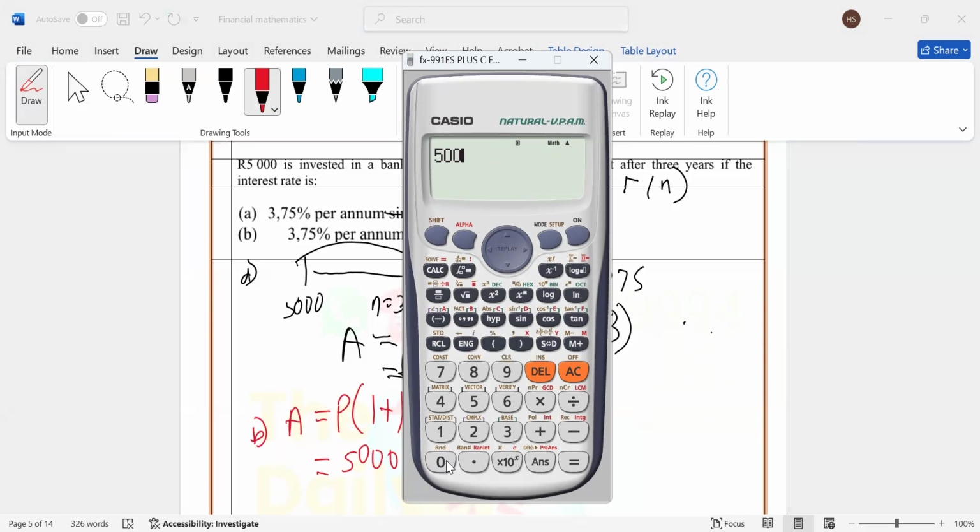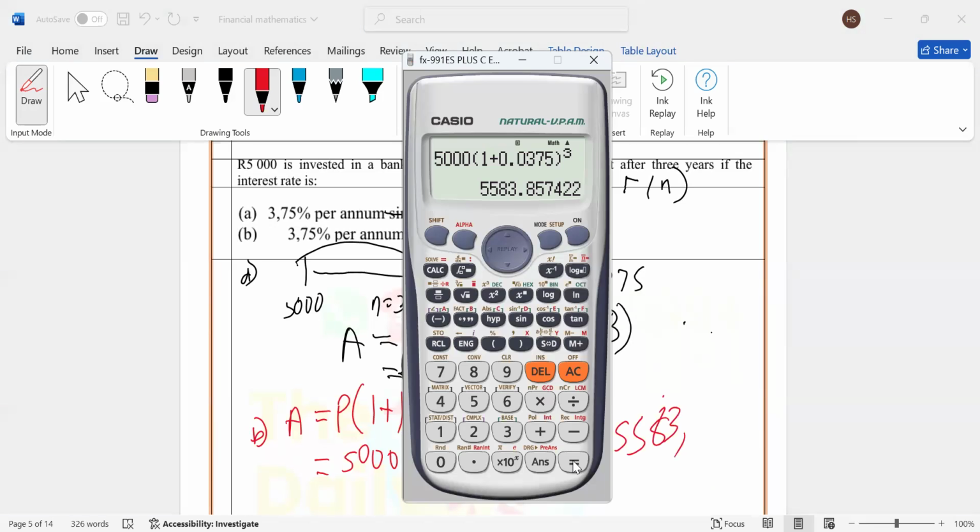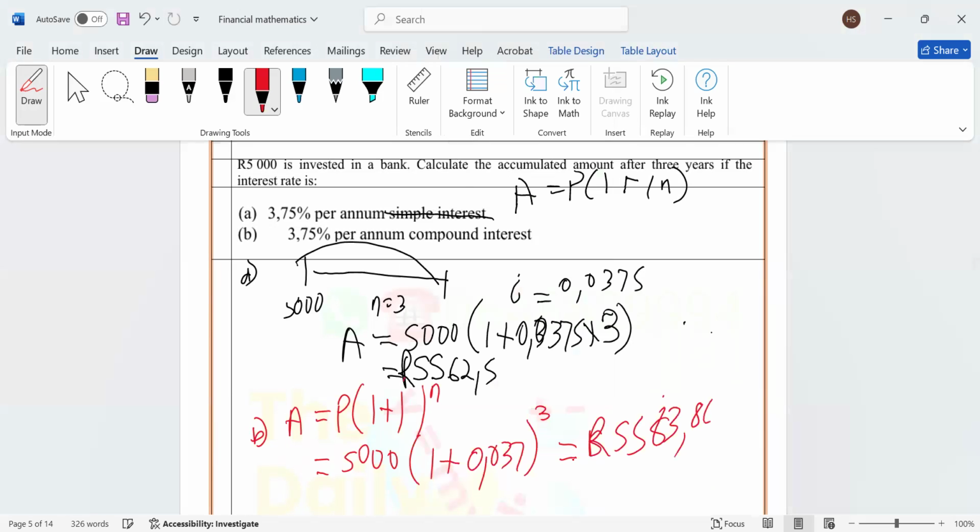Let's go and type this here. We have 5,000, open bracket, 1 plus 0.0375, close bracket to the power 3, and we get 5,583. And then you round off to 2 decimal places. It's 5,583.86. And then they'll give you 1, 2 marks for being able to do this.